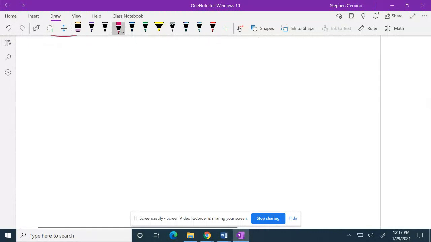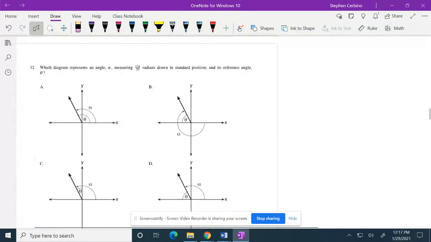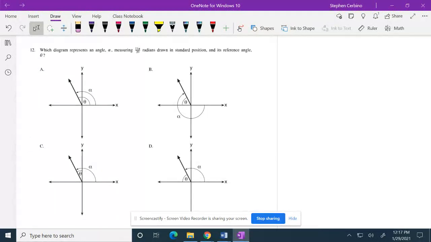Alrighty, moving right along. Number 12 gives us a radian measurement, and it wants us to draw it in standard position with its reference angle. So 13 pi over 20, if I convert that by multiplying by 180 over pi, these pi's cancel, and you get 117-ish, which is a quadrant 2 angle.